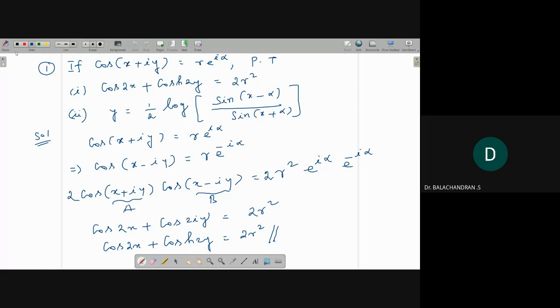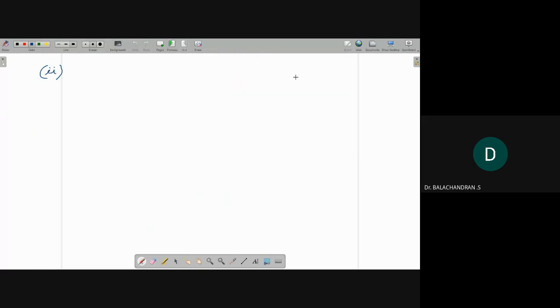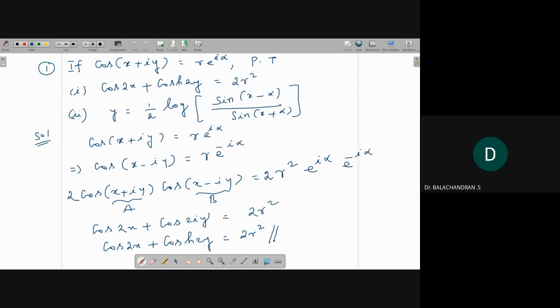Okay, so tanh inverse of x is equal to 1 by 2 log of 1 plus x divided by 1 minus x. So last class I proved this result. So here also I have 1 by 2 log of, but this is not in the form of 1 plus x or 1 minus x.